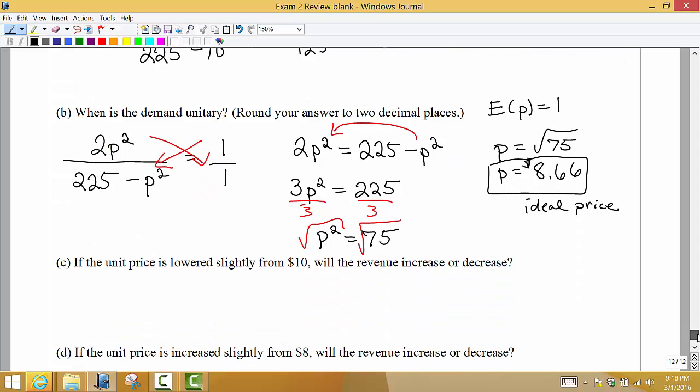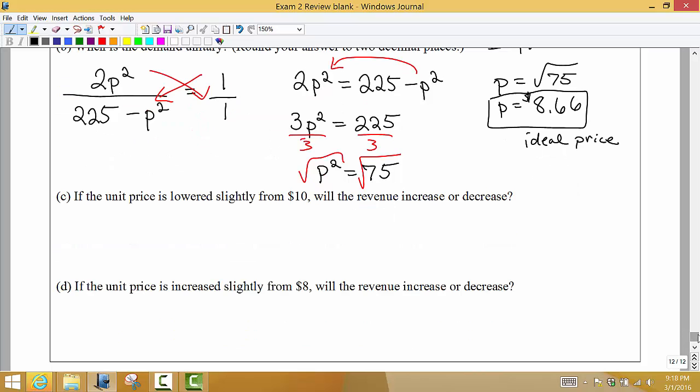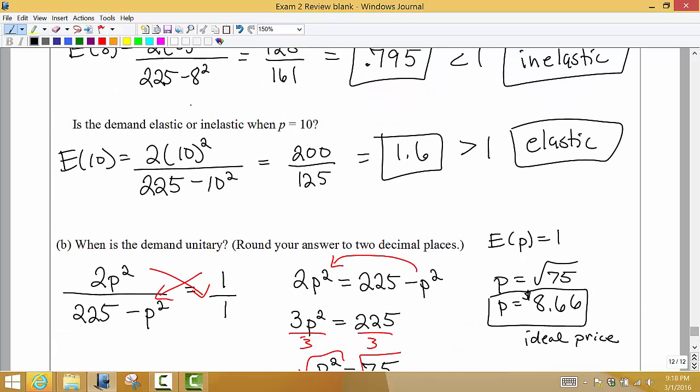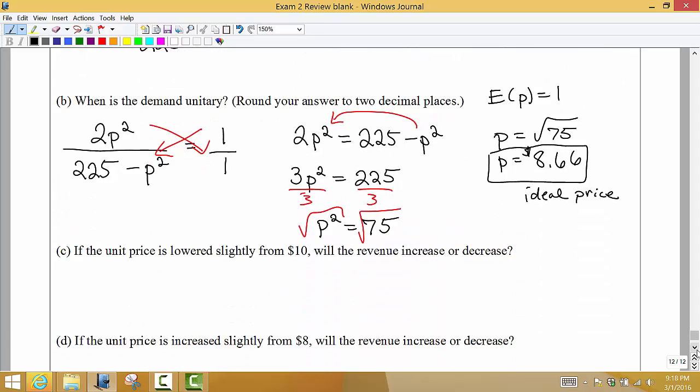Okay, and then lastly, we wanted to know if we lower the price slightly from $10, will the revenue increase or decrease? Well, in order to know that, we would have to know if the demand here is elastic at $10 or inelastic at $10. So let's go back up to 10. So when the price was $10, the demand was elastic. So that means that changes in price are going to have a pretty significant impact on change in demand. So I'm going to say that it's elastic.